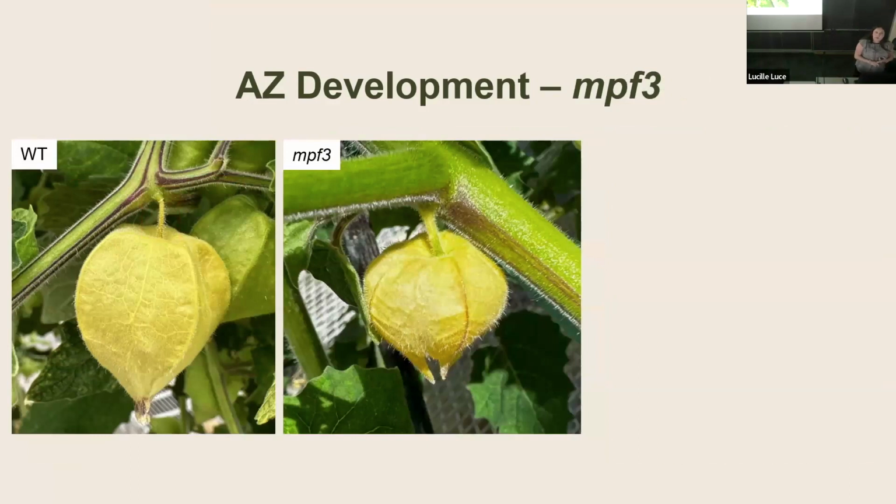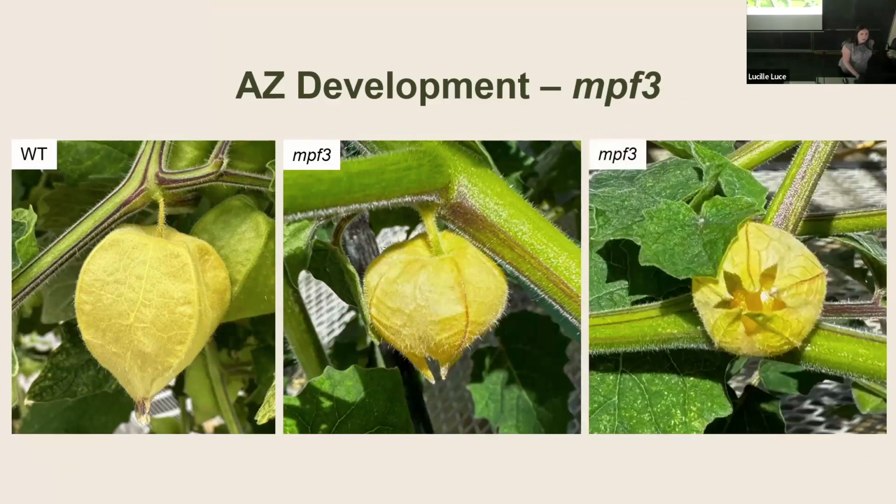Similarly to my jointless mutants, my MPF3 mutants also do not form an abscission zone, shown in the middle picture here as well. Another phenotype that I'm seeing on these MPF3 mutants only is that the calyx does not coalesce to a single point, as it does in the wild type. You can also see the berry in there. It's completely yellow, so it's already ripened, which is a great phenotype that I like to see, and it's helping with the uniformity of ripening.